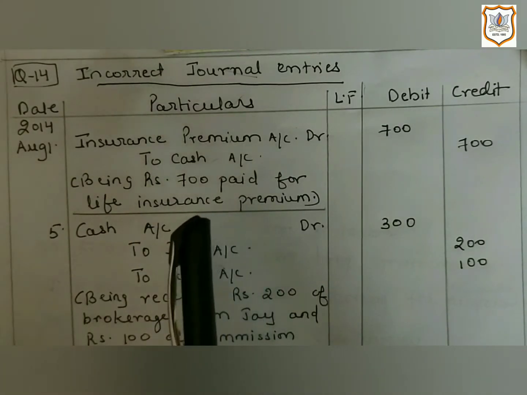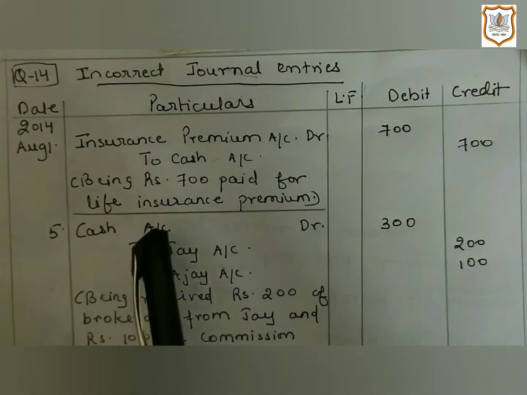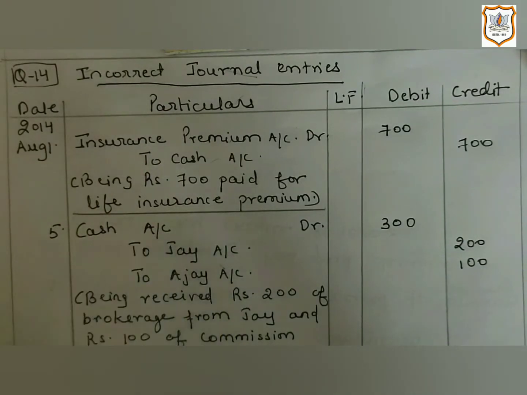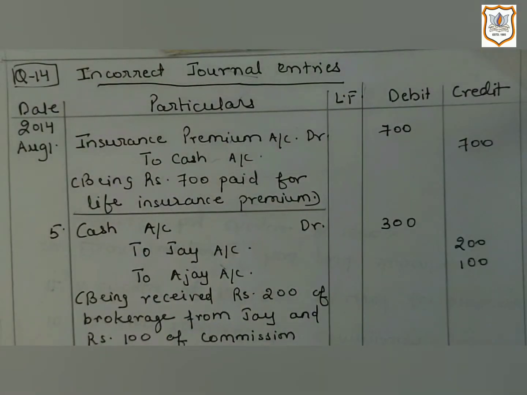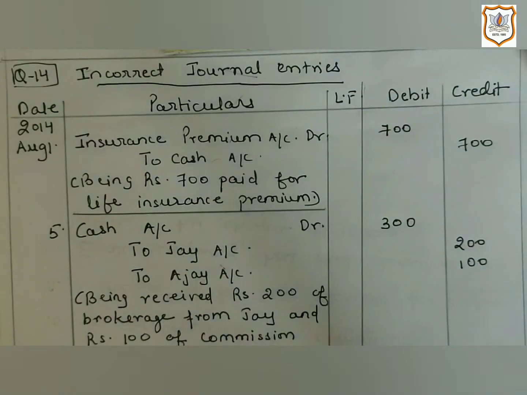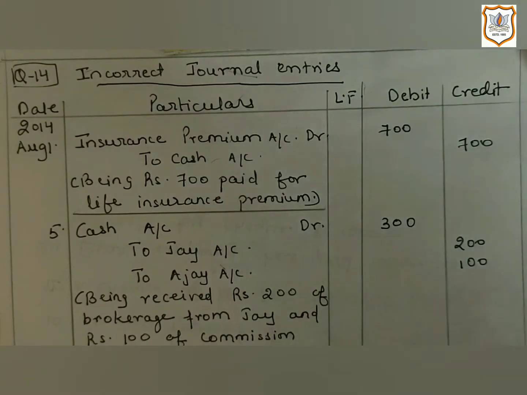As I have already explained to you, life insurance premium is a personal expense of the owner. And we have already studied that from the viewpoint of accounting, a business entity or firm and the owner of the business are considered separate, independent entities. We as accountants have to write the accounts of the business, not of the owner of the business. So always remember this rule.